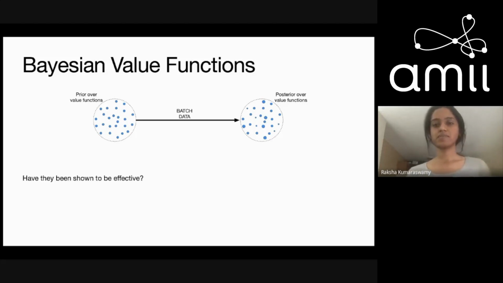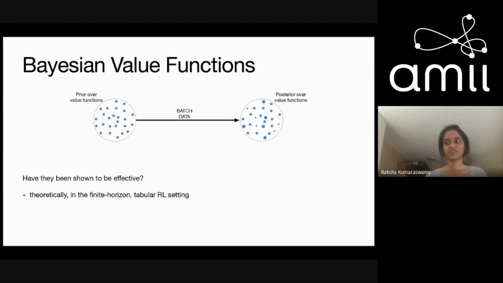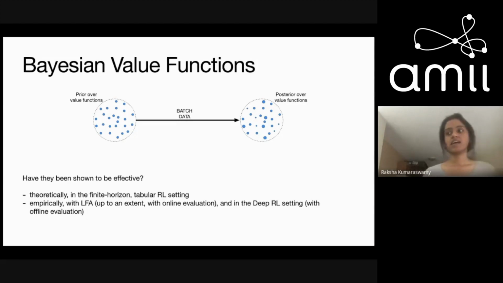Have these methods been shown to be effective? Theoretically, in the finite horizon setting for tabular RL, it's been shown to have a particular regret bound, which is nice and motivating. Additionally, empirically, they are effective up to an extent in the linear function approximation setting, and have also been shown to be effective in the deep RL setting. Why do I say up to an extent in the linear function approximation setting? Because I've worked with RLSVI a little bit, and while we evaluate it from the perspective of the quality of the online policy, it's not super great. There are other methods in linear function approximation which may do better, but in the deep RL setting, Bootstrapped DQN is another algorithm which tries to do this idea of Bayesian value functions, and they have pretty promising results.